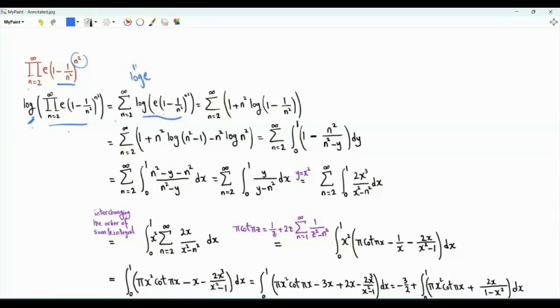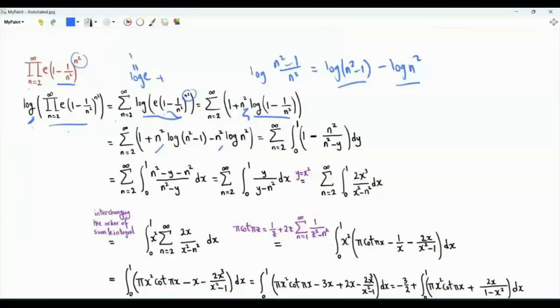This is log e, which is equal to 1, plus n squared times log(1 minus 1 over n squared). So we can take this n squared outside, and we have log of (n squared minus 1) divided by n squared, which is log(n squared minus 1) minus log(n squared). These two terms are multiplied by n squared. What I will do now is to write the summand as an integral.